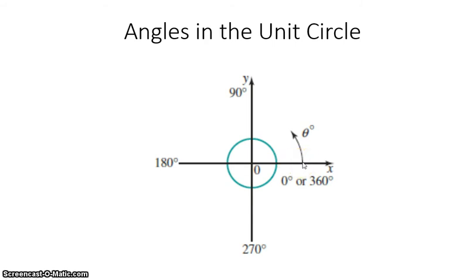So in the first quadrant, we're always dealing with the angles between 0 degrees and 90 degrees. In the second quadrant, the angles between 90 and 180. The third, the angles between 180 and 270, and the fourth, the angles between 270 and 360.